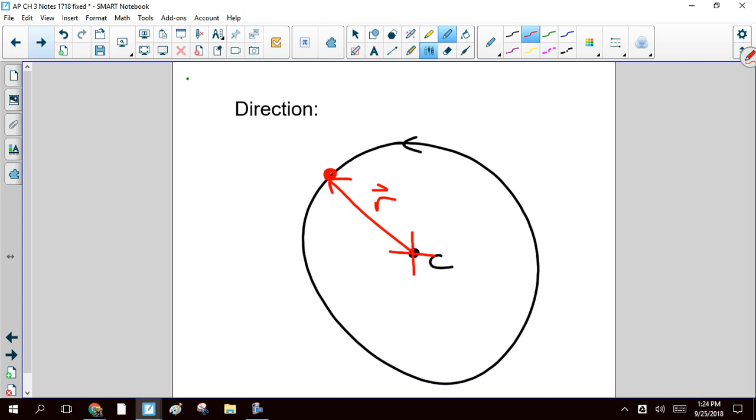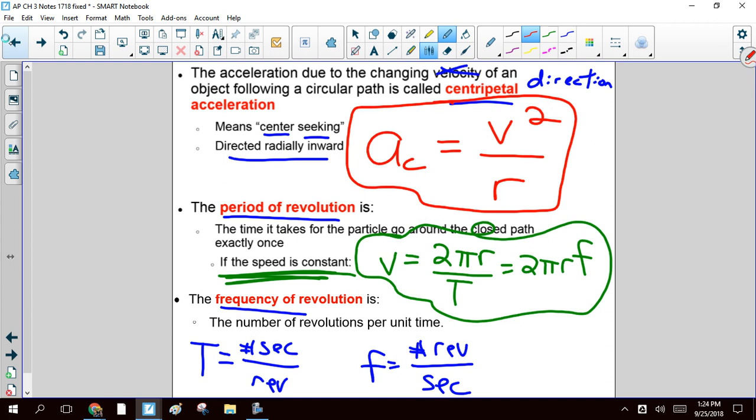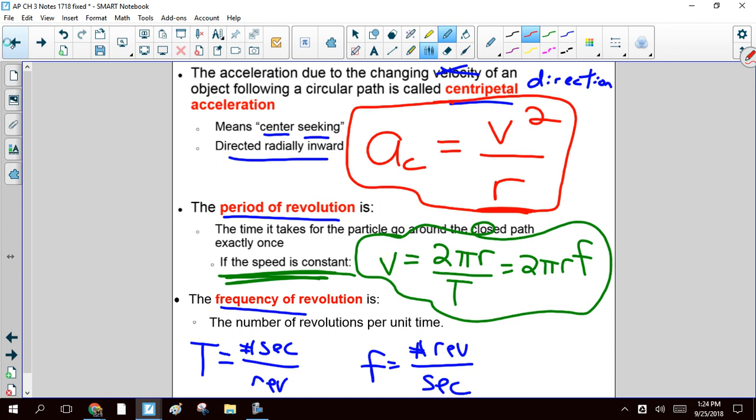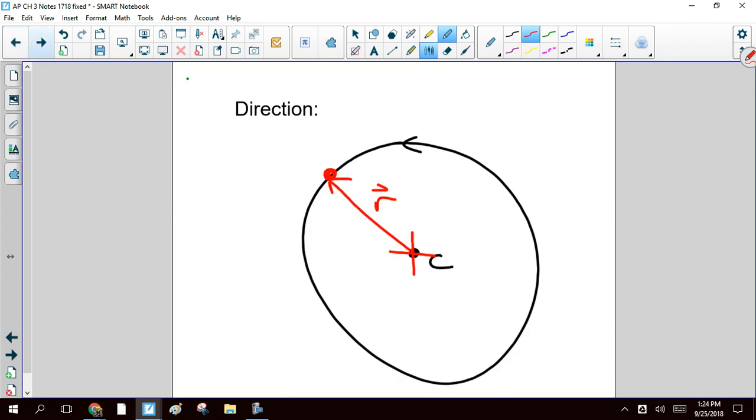So I guess I should comment too that this R here is meant to be radius, not position, just in case your origin isn't at the center. Same with this radius. This is the radius of the circle that it's traveling in, okay? All right, so there's my radius vector.